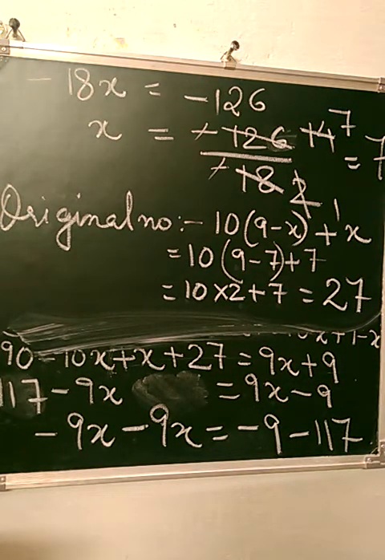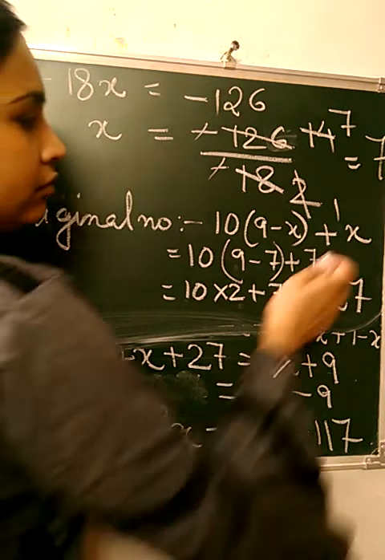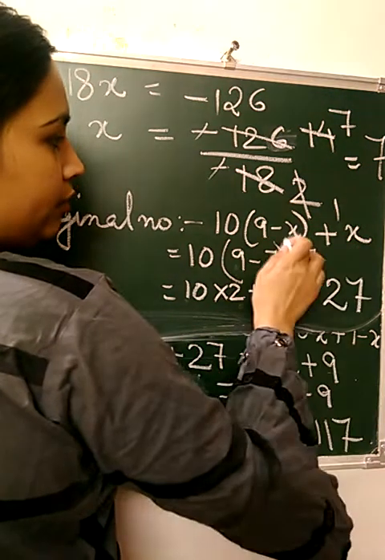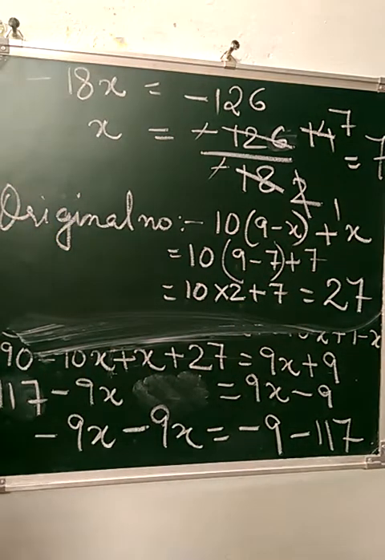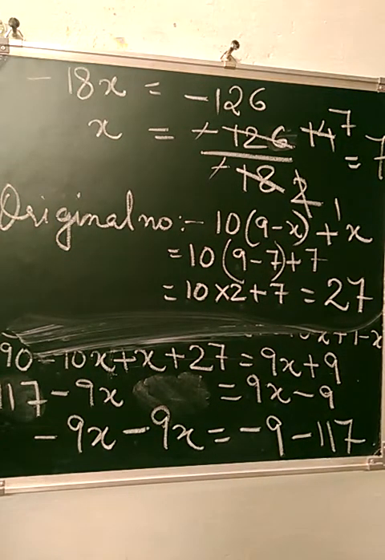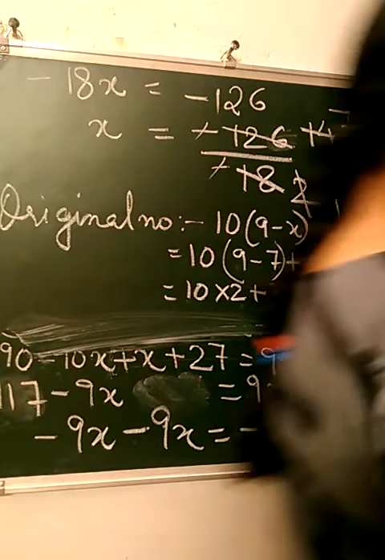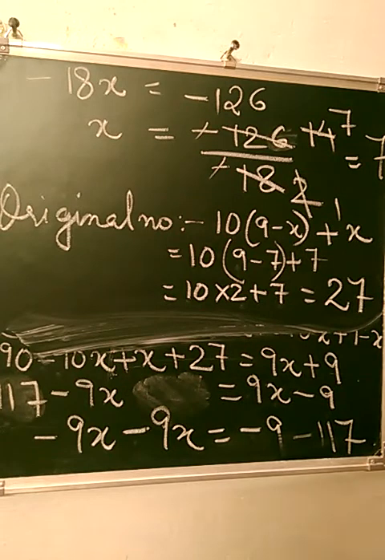on interchanging, x and 9 minus x, is this correct, 27. So this is your answer. On interchanging, you'll get 72. This completes your question number 3.